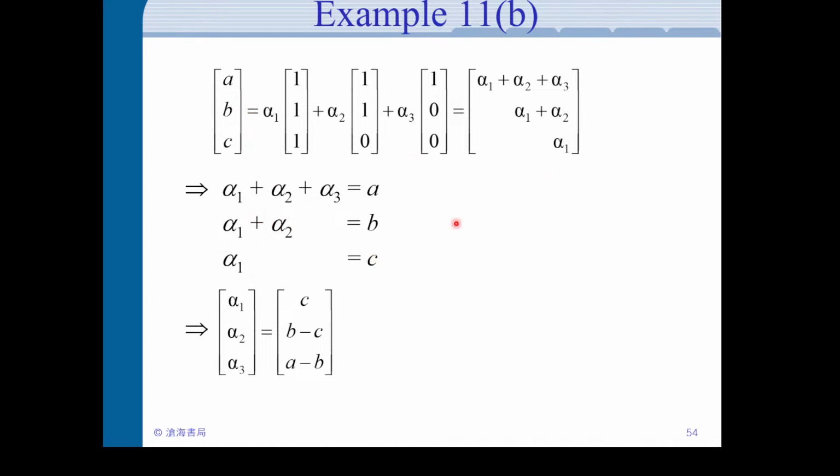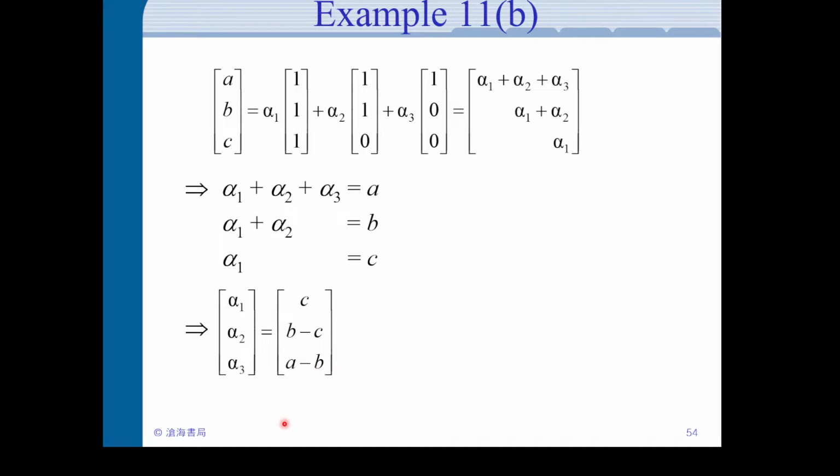And we can solve those linear equations. They are in nice form, so we can do back substitution. We see alpha 1 equals C. And then because alpha 1 equals C, alpha 2 equals B minus C. And alpha 3 equals A minus alpha 1 minus alpha 2, which equals A minus B.